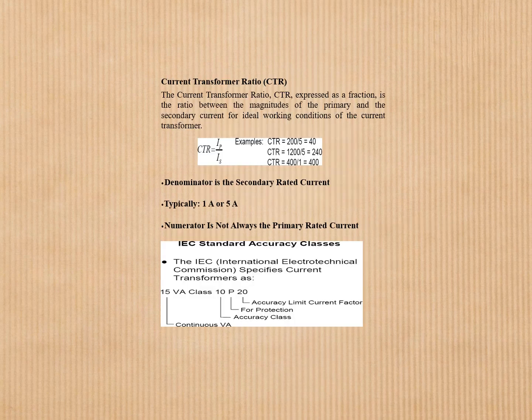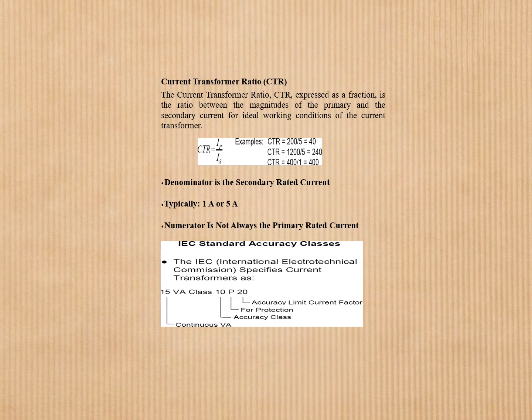Current transformer ratio, CTR. The current transformer ratio, CTR, expressed as a fraction, is the ratio between the magnitudes of the primary and the secondary current for either working condition of the current transformer. CTR formula: CTR equals IP by IS. The denominator is the secondary rated current, typically 1 ampere or 5 amperes. The numerator is IP, not always the primary rated current.